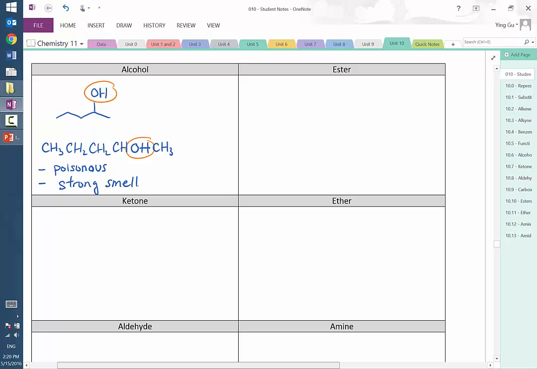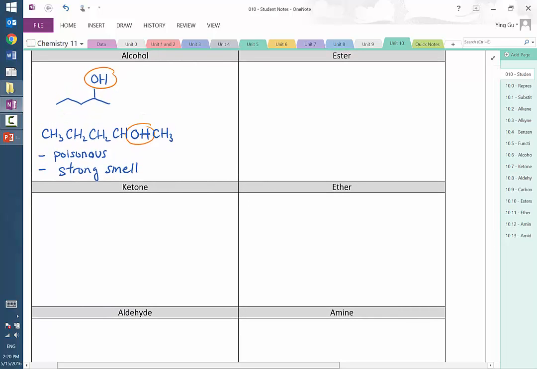Okay. The next functional group is called a ketone. It looks similar to an alcohol in that it has an O bonded to the carbon chain, except this time the O is bonded with a double bond and there is no H right beside it. It's a ketone. If I were to draw the condensed structure, it would look like this: CH3, CH2, CH2.